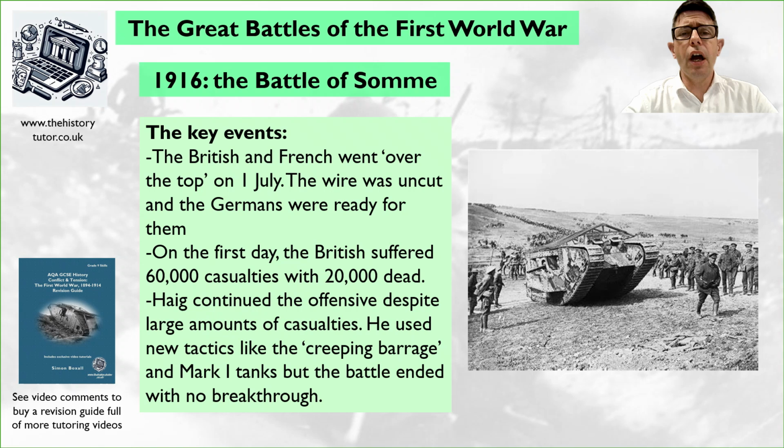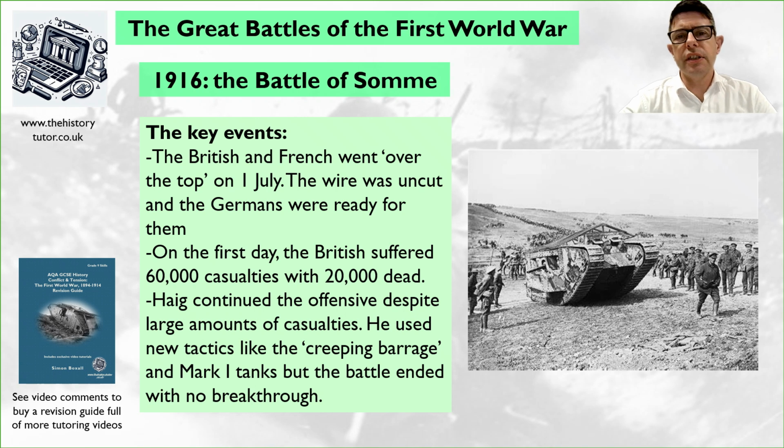The French and British went over the top on the 1st July. The barbed wire of the Germans was not cut, despite the generals saying it would be, as the Germans were ready for them. So the Germans came out of their concrete bunkers, set up their machine guns, and they were ready. So on the first day, the British suffered 60,000 casualties, 20,000 of which were dead, which was the worst day in the history of the British Army. Despite this defeat, Haig continued the offensive.